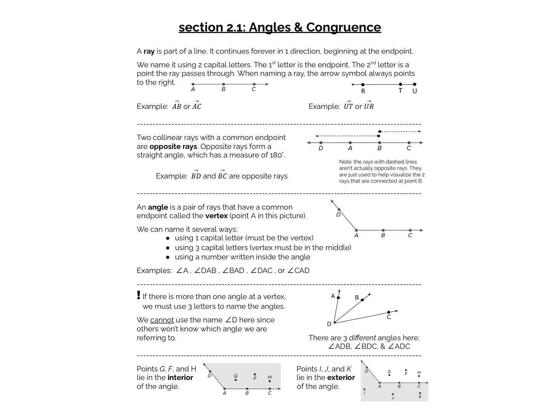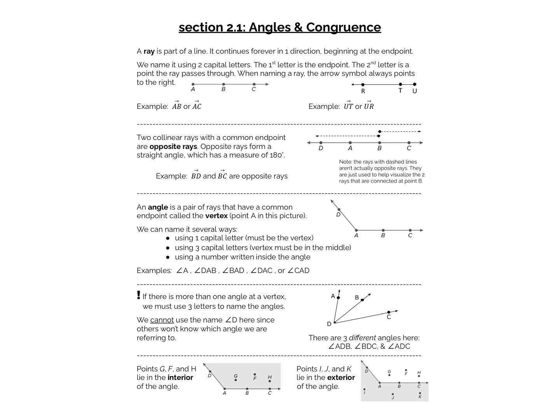Now, two collinear rays with a common endpoint, we call those opposite rays. Opposite rays form a straight angle, and straight angles are like straight lines. They have a measure of 180 degrees. So in this example, ray BD and ray BC are opposite rays.